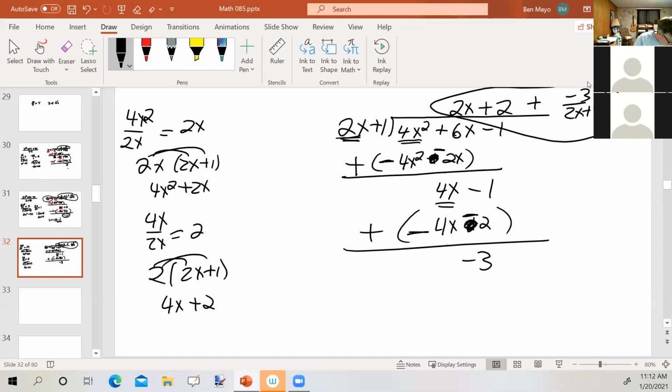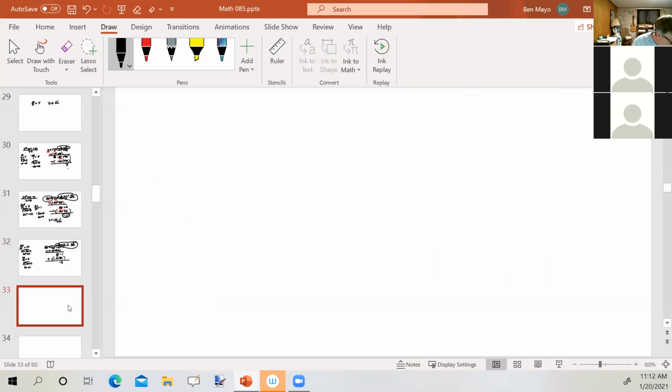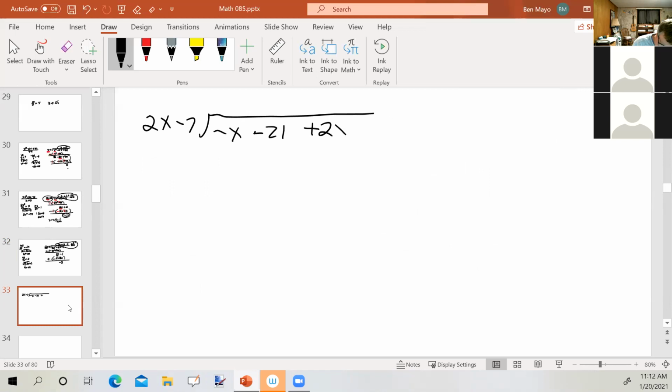Okay, let's see here. Let's take a look at this one. 2x minus 7 divided into negative x minus 21 plus 2x squared. All right, what is wrong with this problem? What do I need to fix before I go on?